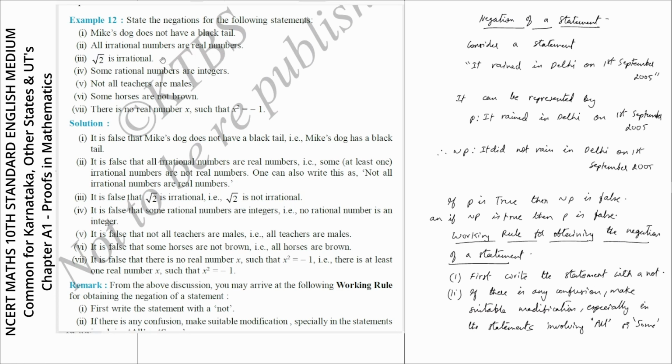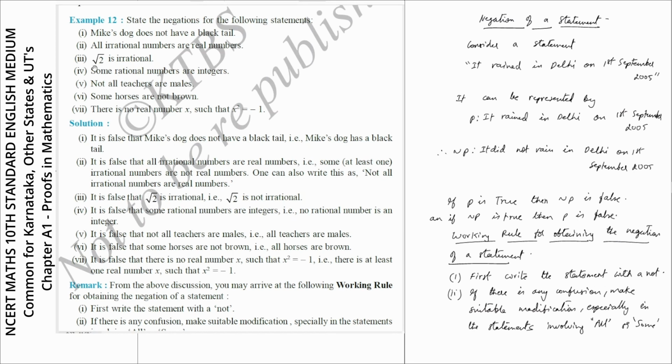So what are irrational numbers? Examples we can give are root 2, root 3, root 7, root 3 by 5, 2 root 2, and 1 plus 2 root 3. All of these are irrational numbers. So all irrational numbers are actually real numbers only. So this statement is a true statement. We can make this statement false by just adding one not here: not all irrational numbers are real numbers.